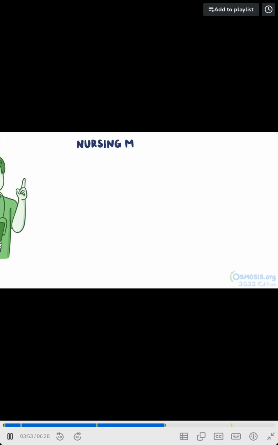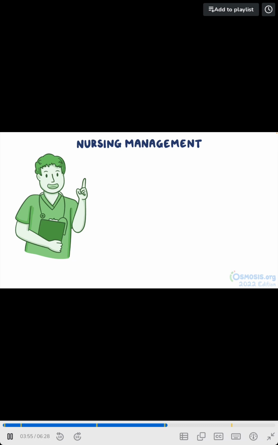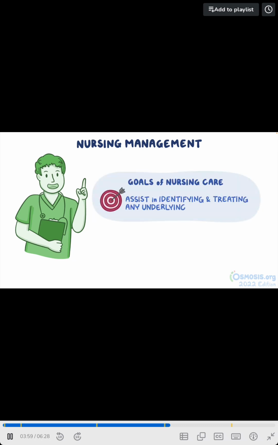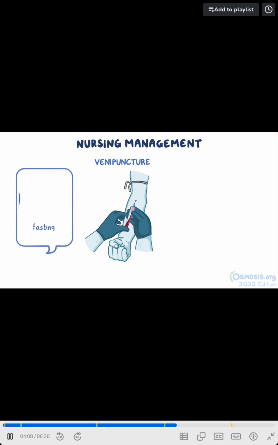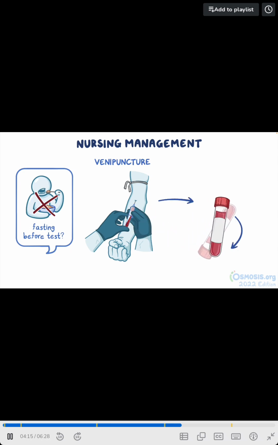Okay, let's look at nursing management for a client with altered liver function tests. Goals of nursing care are to assist in identifying and treating any underlying cause. Begin by collecting a sample by venipuncture. Before collecting your sample, remember to confirm if your client should be fasting before the test. Typically, you'll use a tube with a red top. After obtaining your sample, gently invert the sample several times, but avoid shaking the tube, as this will cause hemolysis, or breaking apart of the red blood cells, which will alter the results.